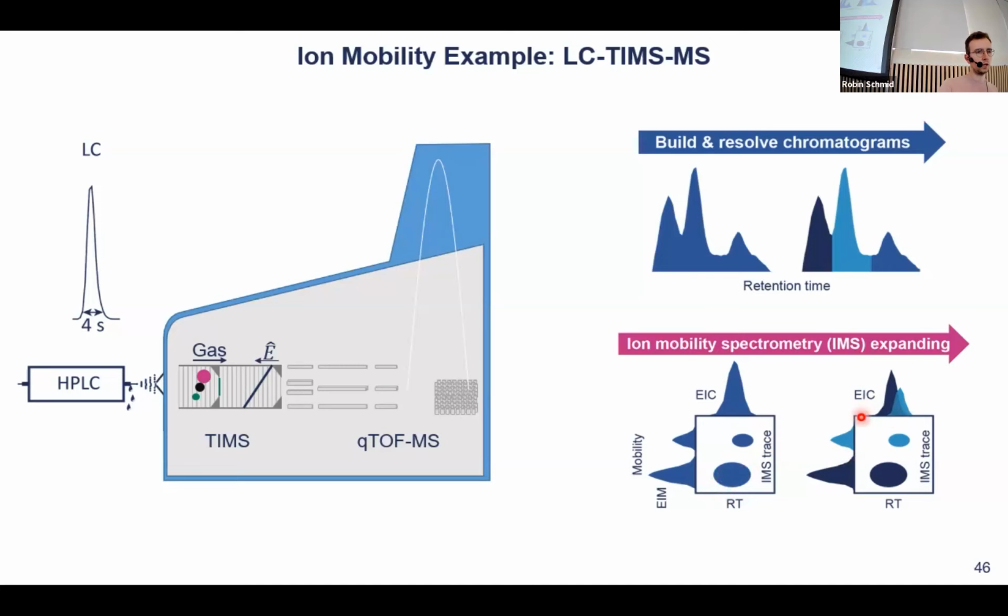In MZmine, we implemented it so that we cannot only resolve features in the retention time dimension, which is on the x-axis, but we can also afterwards separate the features in the mobility dimension. So every feature has multiple dimensions, and we can resolve all of those isomers.